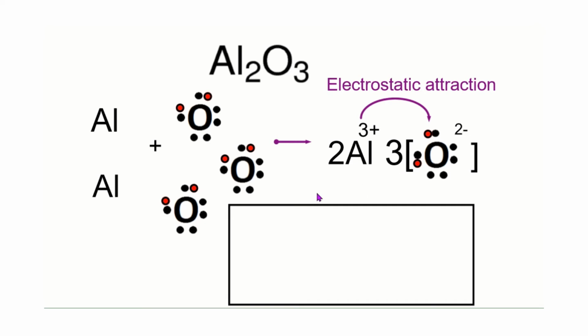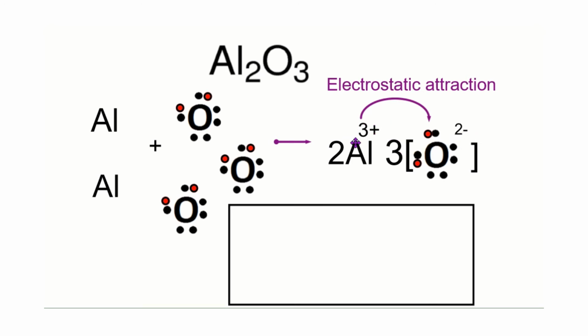I'm summarizing. So we had 2 aluminiums. Both of the aluminiums lost 3 electrons, and that's why we've got 2 aluminiums, and they've both got a 3+ charge. Then we had 3 oxygens, represented there by that 3. I put it in square brackets, and each of the 3 oxygens has gained 2 electrons, so they have a charge of 2-. You mustn't forget to put the charges over there.